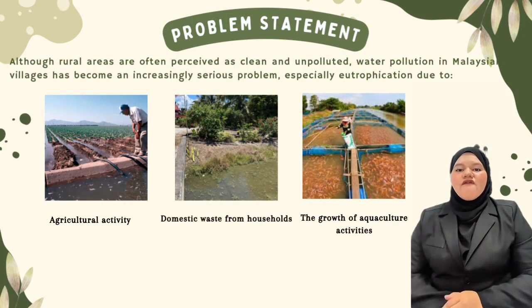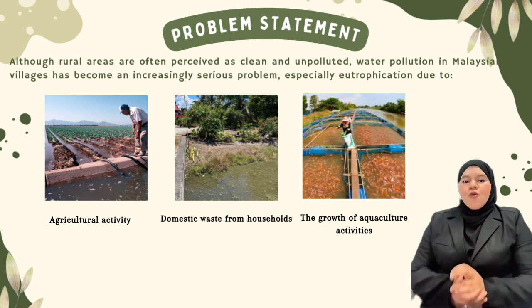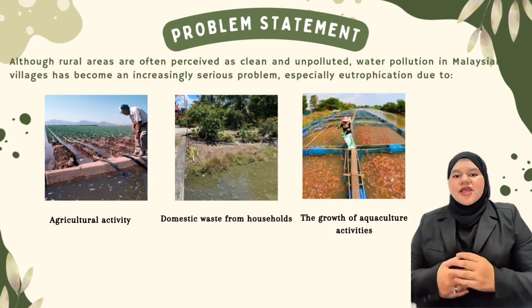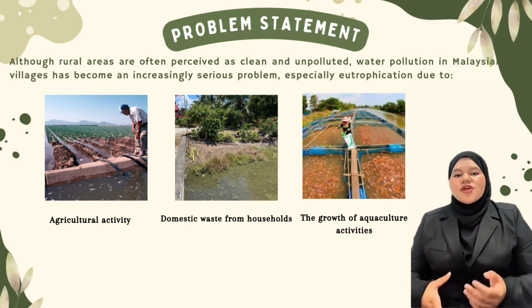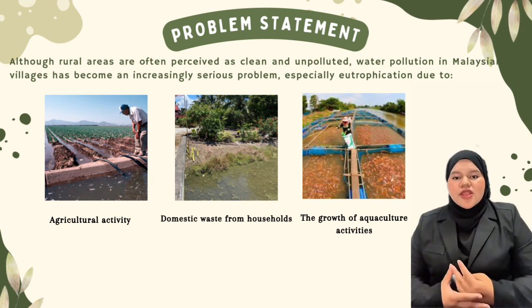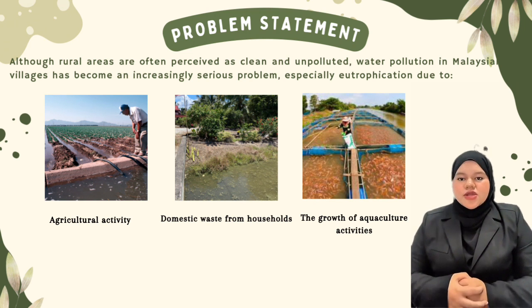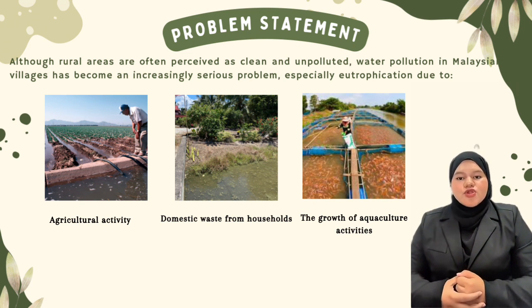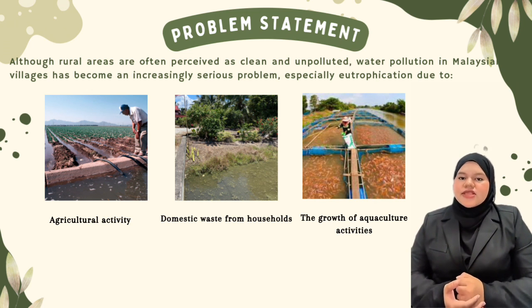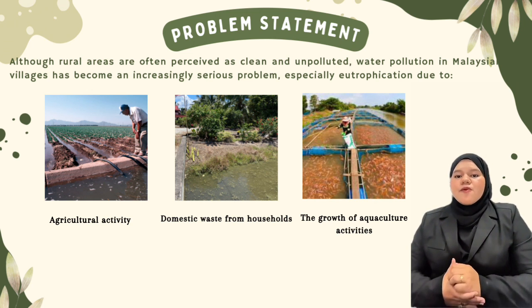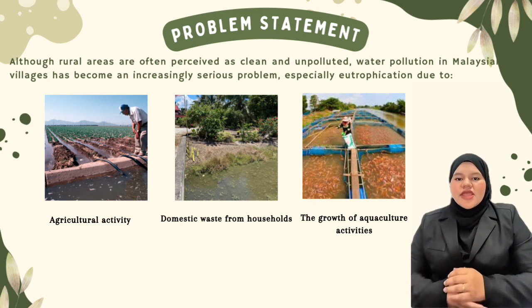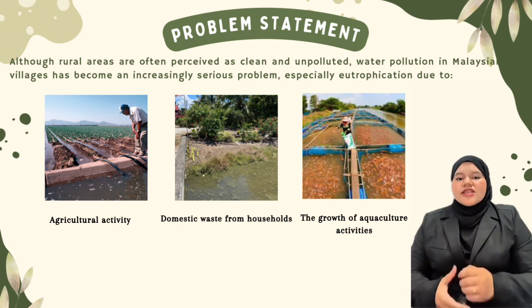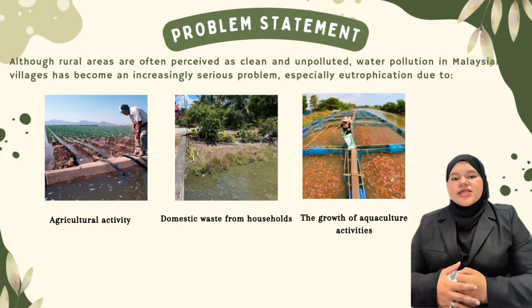Although rural areas are often seen as clean and unpolluted, water pollution in Malaysian villages has become a growing concern, especially due to eutrophication, which happens when water contains too many nutrients. There are three main causes of this problem. First, agricultural activities, where the excessive use of fertilizers and pesticides increases nutrient levels like nitrates and phosphate in waterways. Second, domestic waste from households, such as food scraps, soap and sewage that flows directly into rivers without treatment. This encourages algae growth and reduces oxygen in the water.